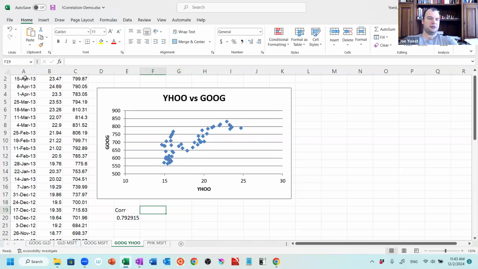Google versus Yahoo back in 2013 when Yahoo was still a little bit relevant. And we're starting to actually see a bit of a linear relationship here. Like I can imagine, if I ignore some of these dots on the top left here, this looks pretty much like a line. The correlation is about 0.8.